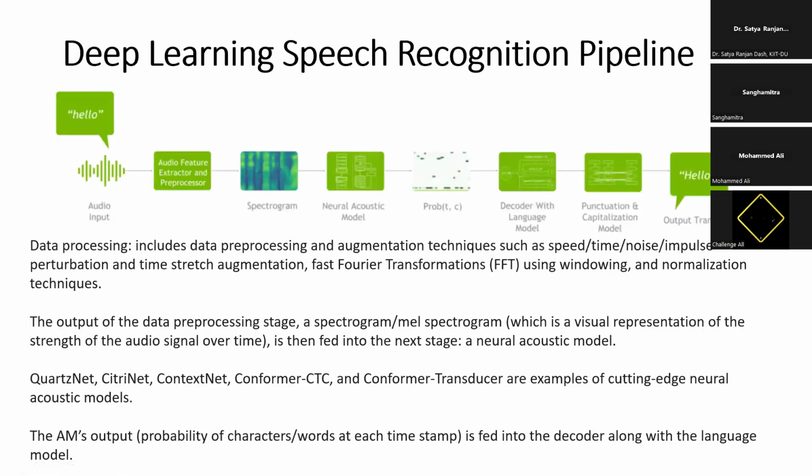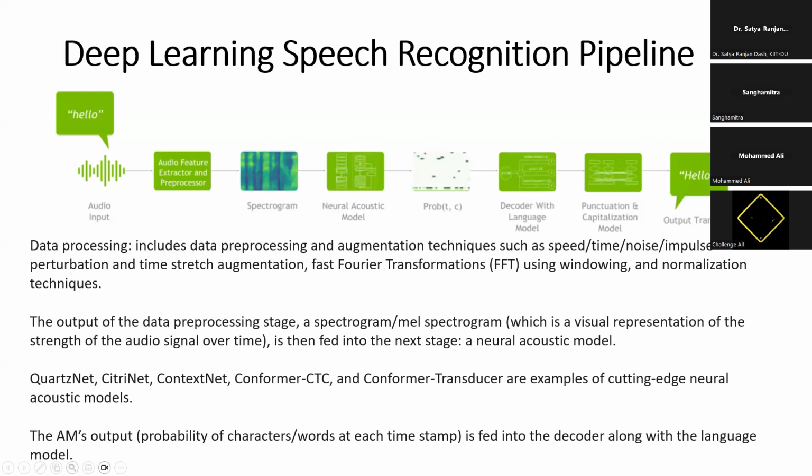So here I am presenting a deep learning speech recognition system architecture, where the acoustic model is a neural acoustic model. The preliminary feature extraction and feature pre-processing is carried out here, and you extract the spectrogram, which is fed to the acoustic model. There are a number of neural acoustic models available, such as QuartzNet, CitriNet, ContextNet, Conformer, CTC, etc.